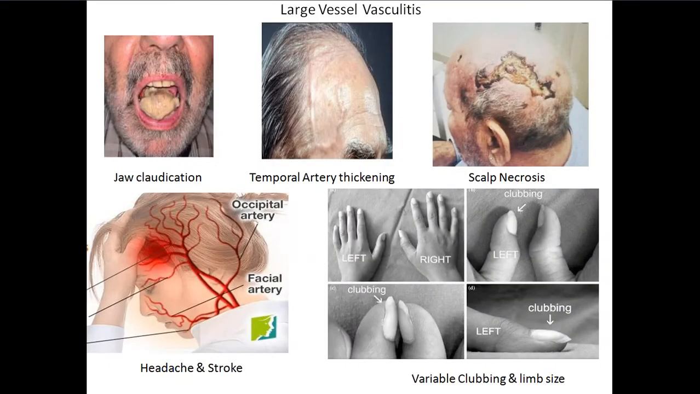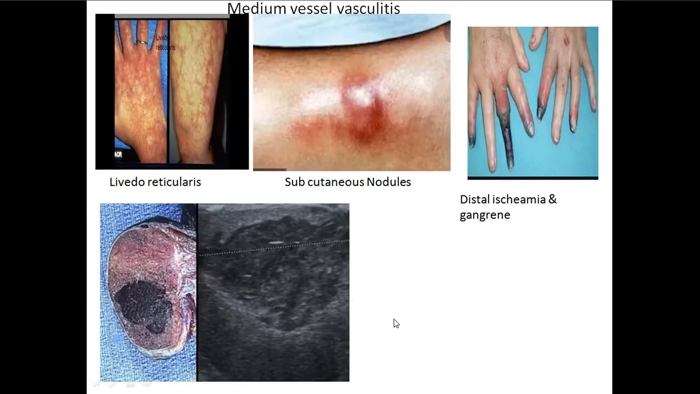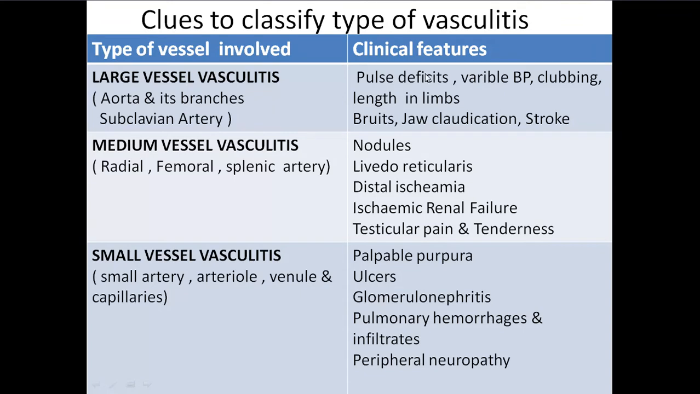So jaw claudication, temporal artery thickening, scalp necrosis, headache and stroke. This is important. Variable clubbing and limb size are seen in large vessel vasculitis. And the important thing is variable BP and pulse deficits.